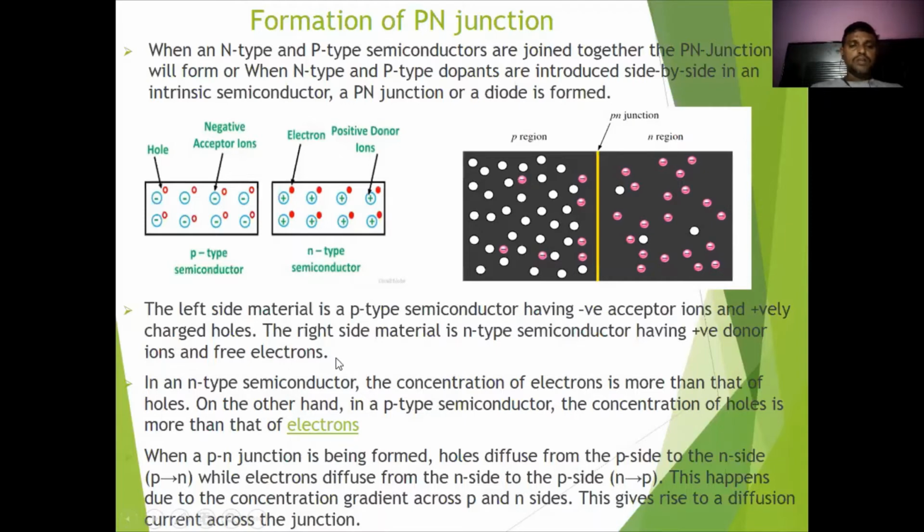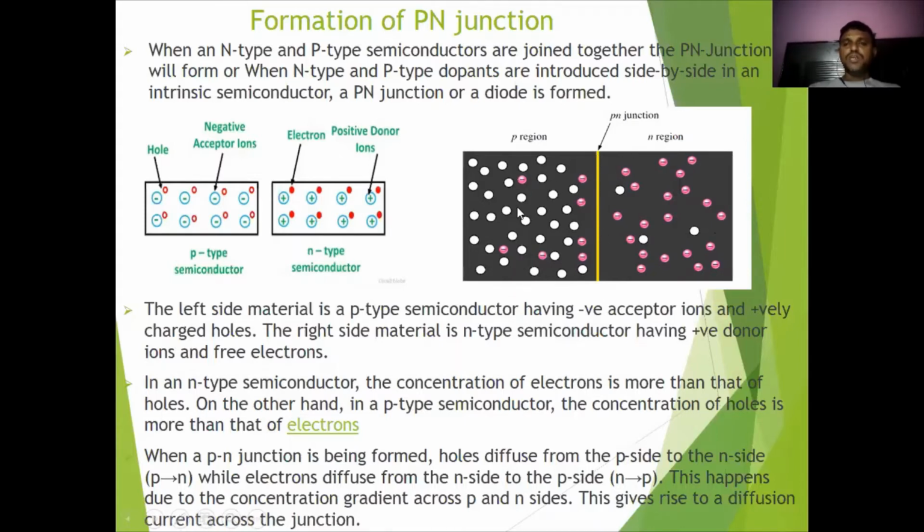Right. So how can you represent the p-n junction? Here in this diagram I am showing that if you consider this one as the p region and this one as the n region, and if I join these two, here you can observe the yellow color.